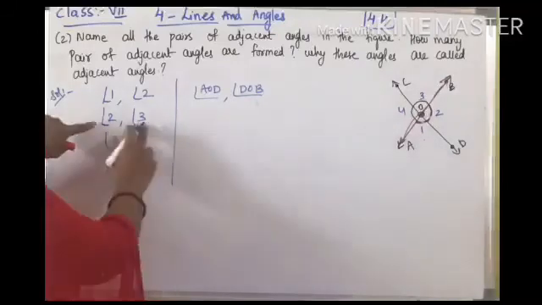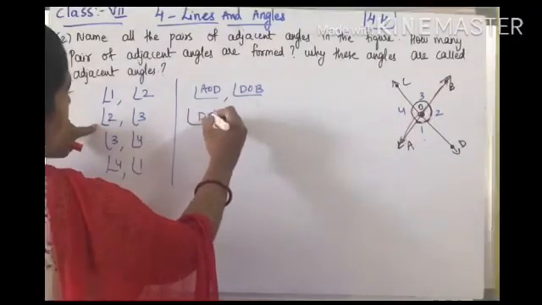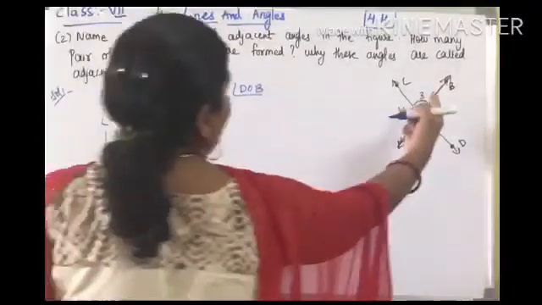Next, here 2 and 3. What is 2 there? DOB. Then what is 3 here? BOC.